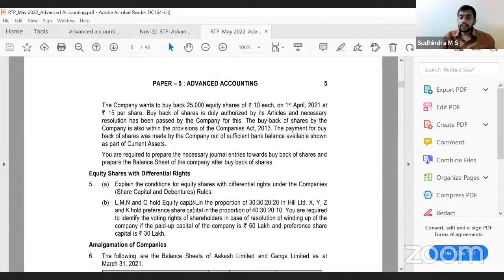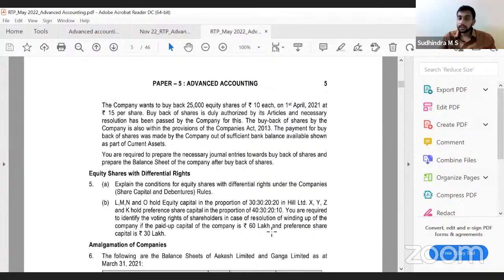Then next one is again same. L, M and O hold equity share capital 30/30/20. X, Y, Z and K hold preference share capital 40/30/20 and 10. Required to identify voting rights of the shareholders in case of resolution of winding up of the company. If paid up capital is 60 lakh and preference share is 30 lakh, so 60/30, 2:1 again, 2/3 and 1/3 is the weights that we have to allow to equity shareholders and preference shareholders.